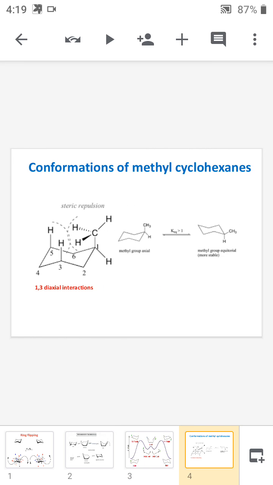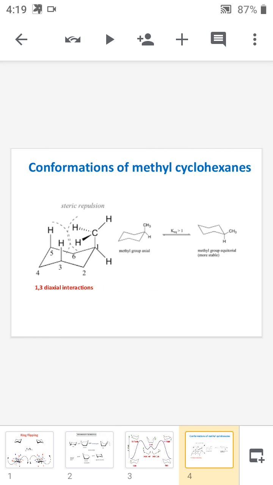Now, another important question: the conformation of methylcyclohexane. We have already studied the cyclohexane. The stable conformation of the cyclohexane is the chair form. If you replace one of the hydrogens with a methyl group, what will happen? There are two possibilities in this methylcyclohexane. One is that the methyl group is arranged in an axial position, or it can be arranged in the equatorial position. Which one is more favored?